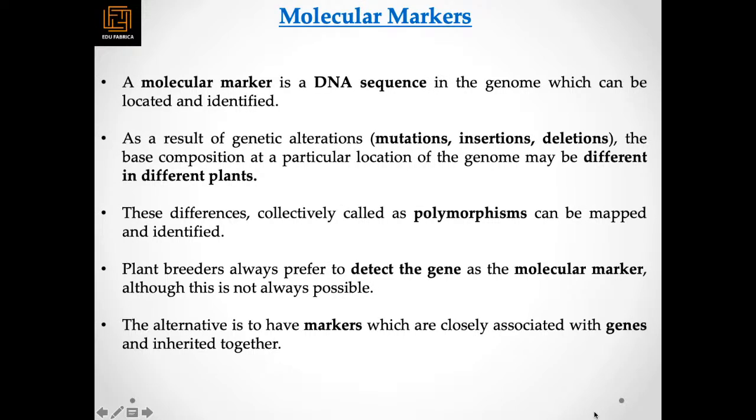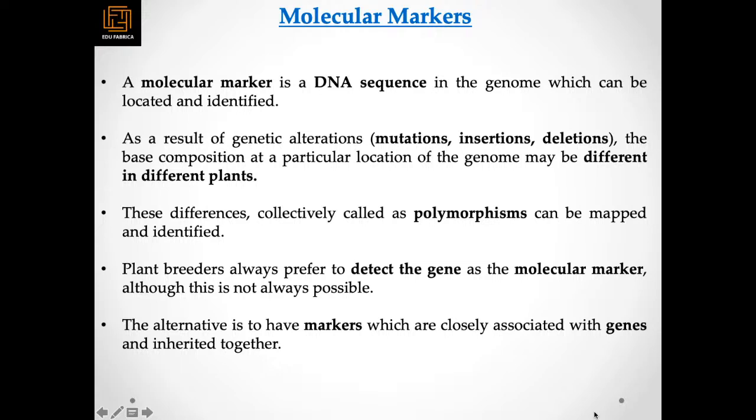First of all, the molecular markers. What are the molecular markers? They are DNA sequences in the genome which can be located and identified. As a result of genetic alterations like mutations, insertions and deletions, the base composition at a particular location of the genome may be different in different plants, and these differences, collectively called polymorphism, can be mapped and identified.